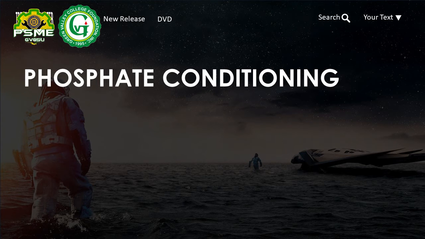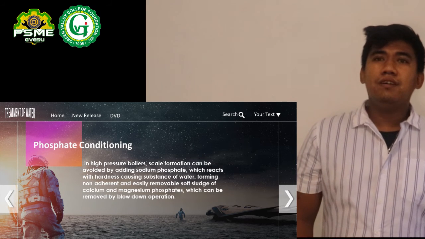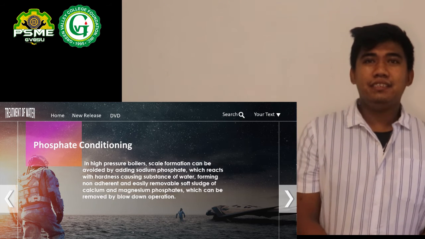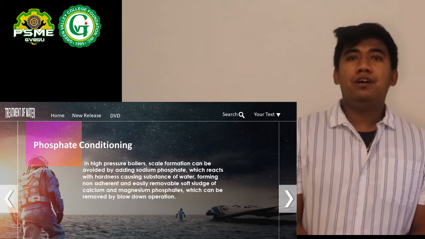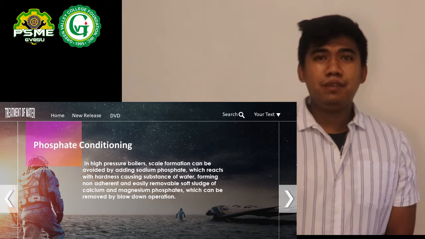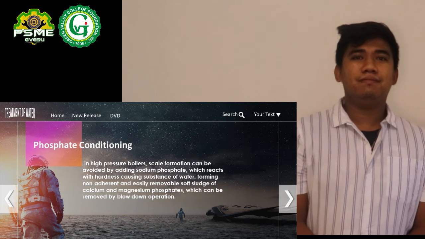Phosphate conditioning. In high pressure boilers, scale formation can be avoided by adding sodium phosphate, which reacts with the hardness-causing substances of water, forming non-adherent and easily removable soft sludge of calcium and magnesium phosphates, which can be removed by blow-down operation. And yeah, that is it for our topic, which is water treatment.